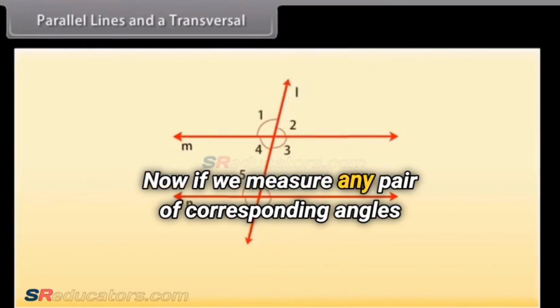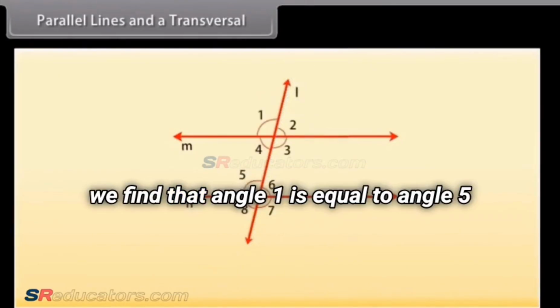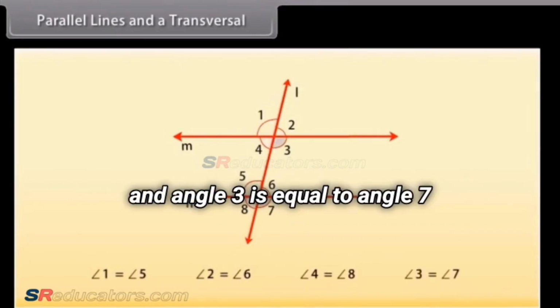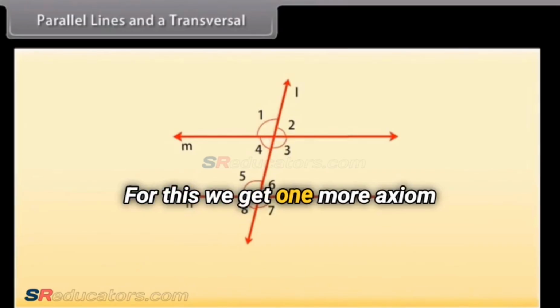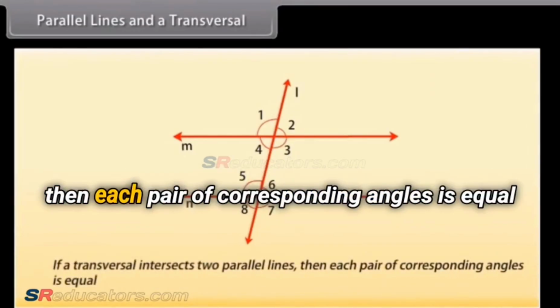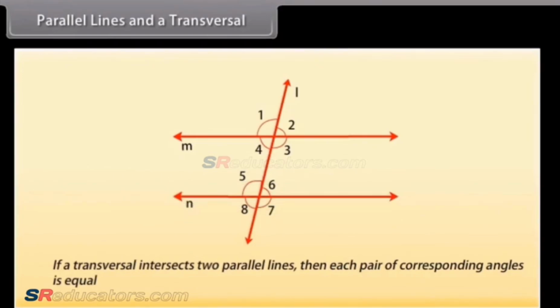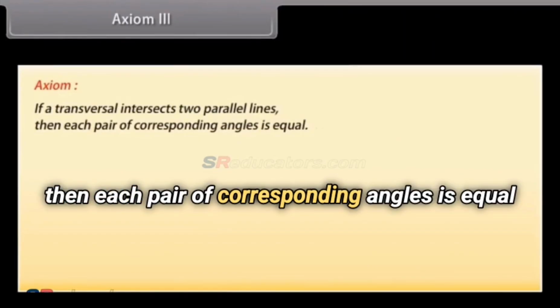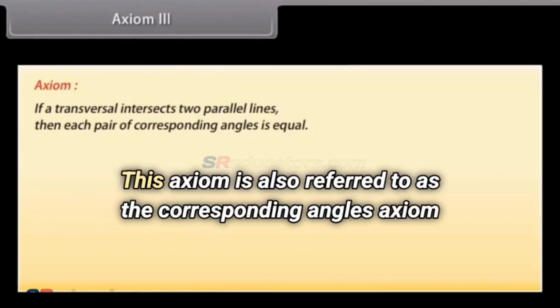Now if we measure any pair of corresponding angles, we find that angle 1 is equal to angle 5, angle 2 is equal to angle 6, angle 4 is equal to angle 8, and angle 3 is equal to angle 7. For this, we get one more axiom, which is: If a transversal intersects two parallel lines, then each pair of corresponding angles is equal. This axiom is also referred to as the corresponding angles axiom.